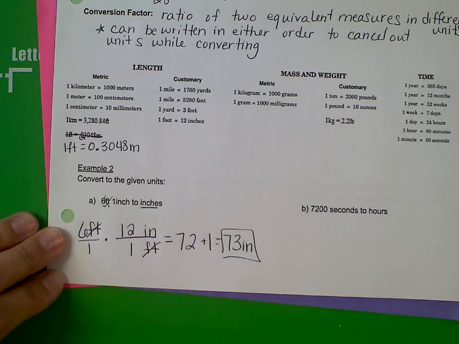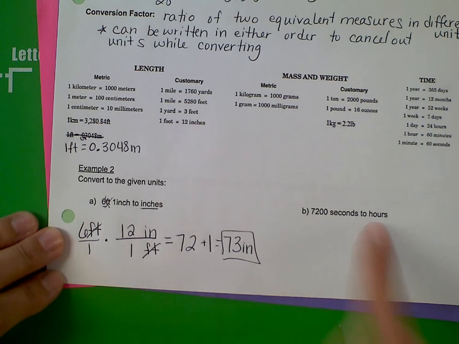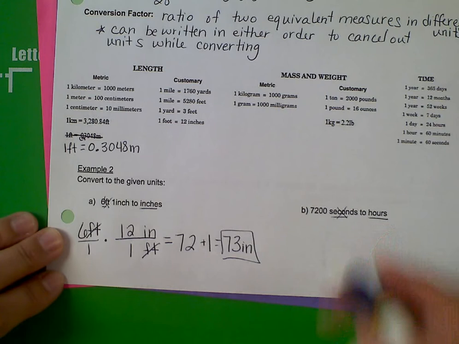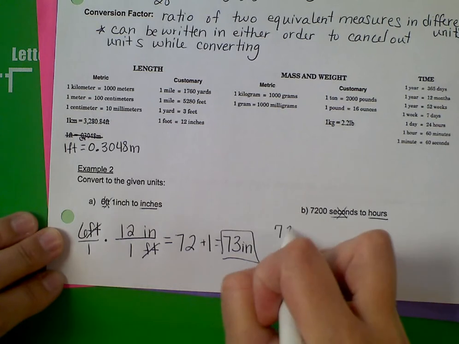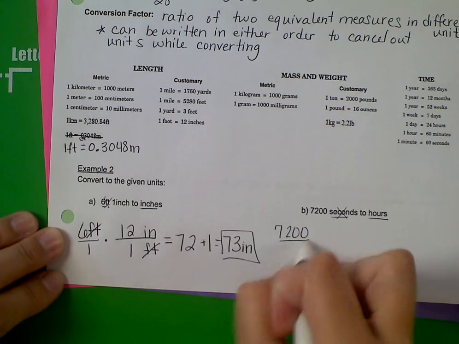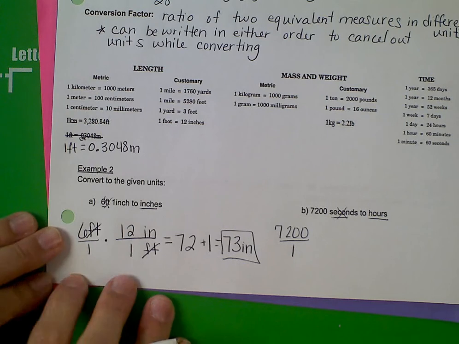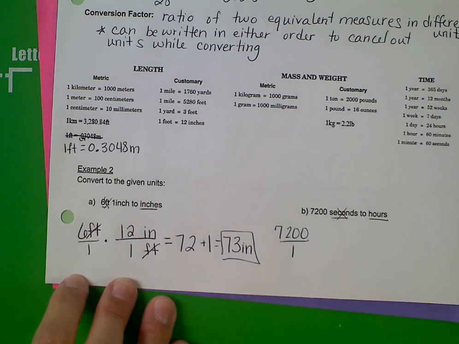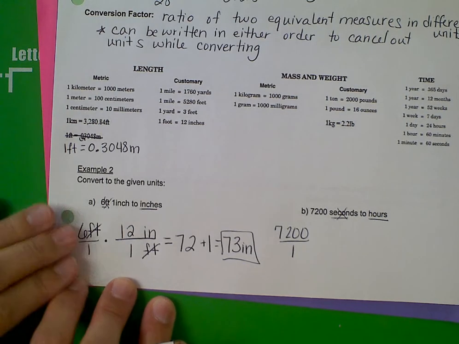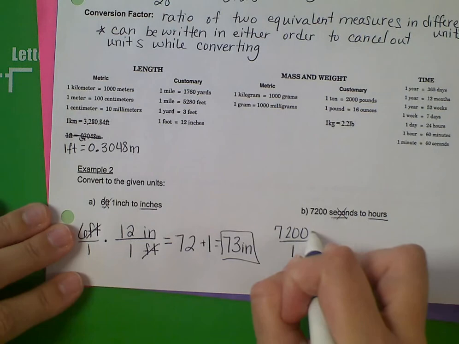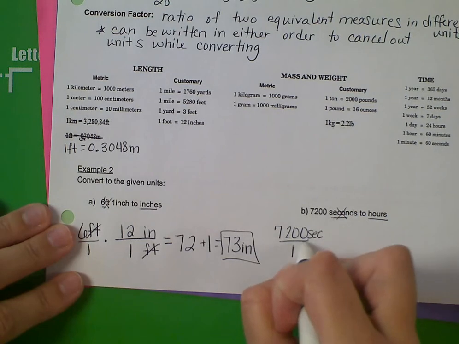All right, part B. I have 7,200 seconds and I want to convert to hours. So I want to get rid of seconds and convert to hours. I'm going to start with my seconds, 7,200, and put that over 1. I like to put it over 1 just so it looks more like a fraction when you're converting these ratios. And these are seconds. Notice I'm including the abbreviation for seconds.